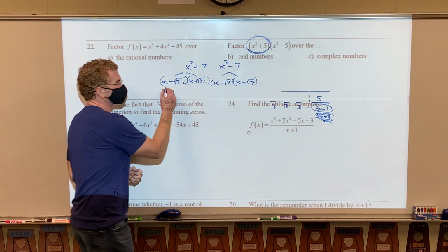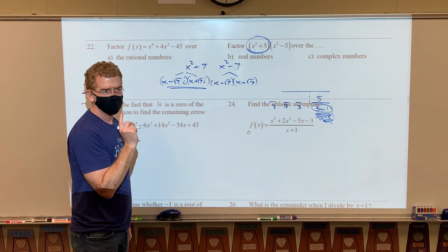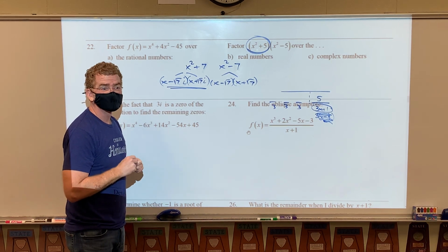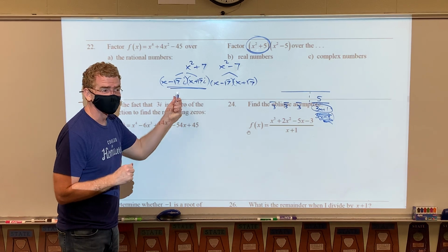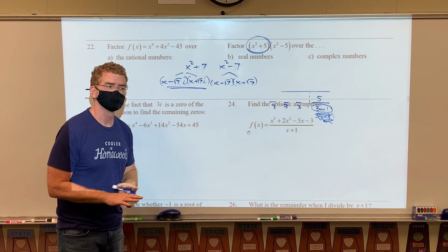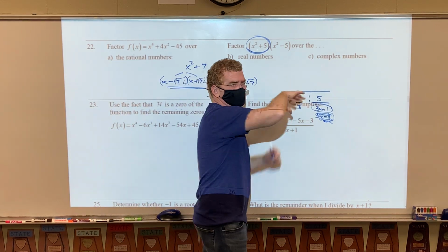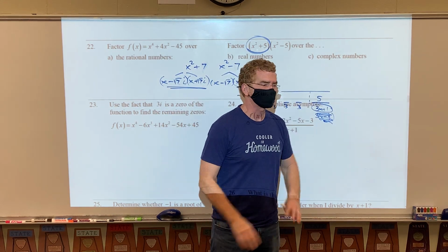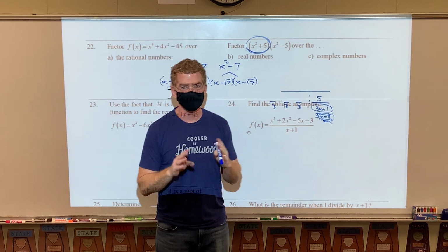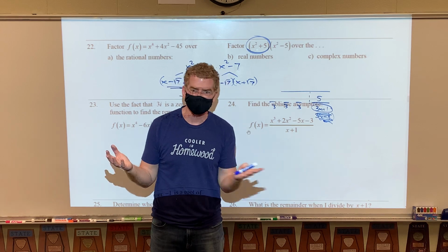And if I need i's, I'm factoring over the what? If I need i's, I'm factoring over the rational numbers? No. What am I factoring over? Complex. Because complex includes everything. It allows i's as well. If I don't need i's, and I can get away with just radicals, then I'm factoring over the what? Reals, because reals include rationals and irrationals. So you brought irrationals in the mix.